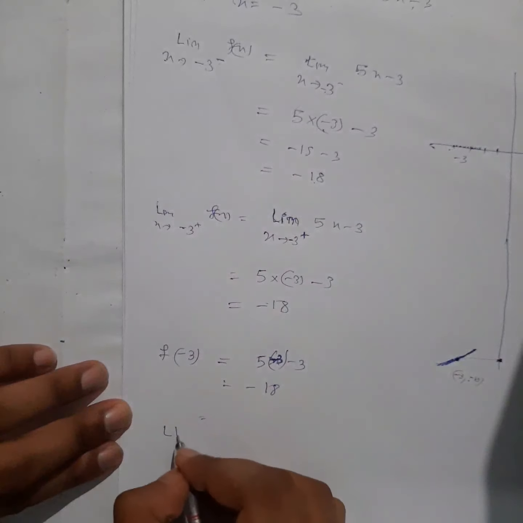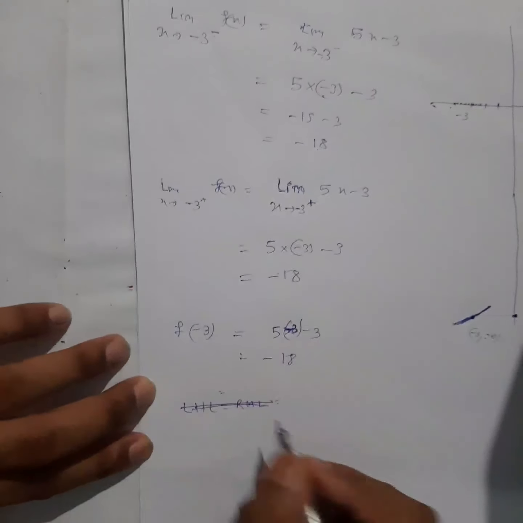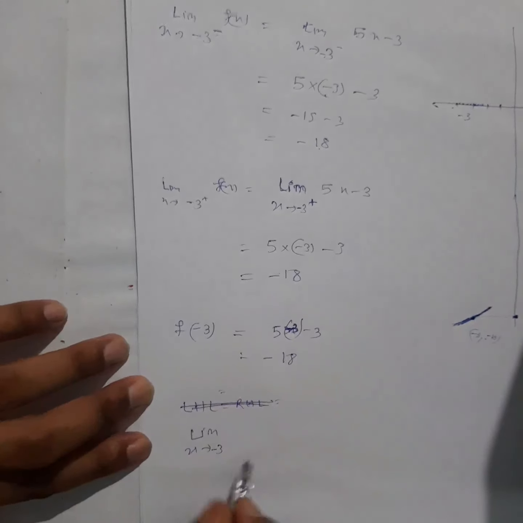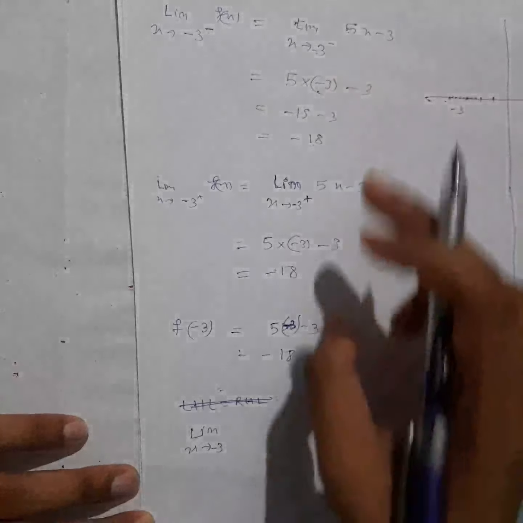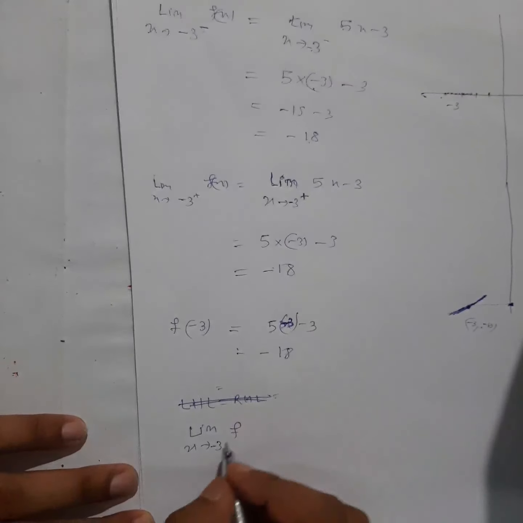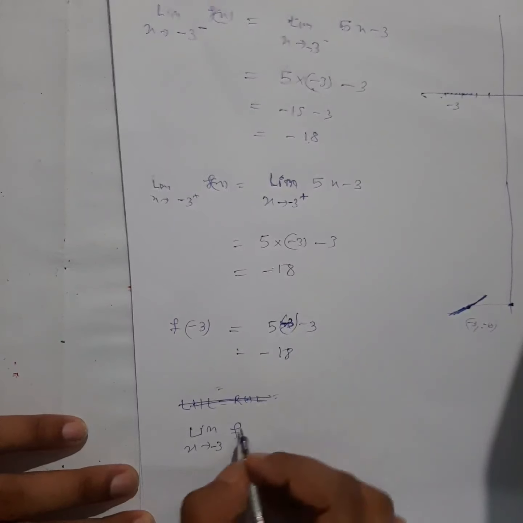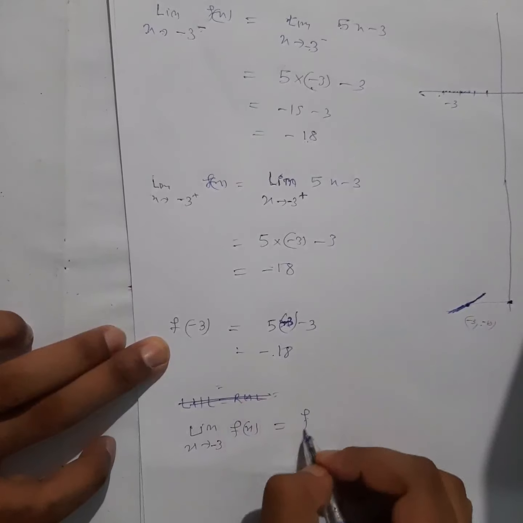So here what I will write: left hand limit is equal to right hand limit is equal to... If you don't write this one, no problem, you can simply write limit x tends to minus 3. This time I'm not writing minus or plus because I have seen that both are same. So whenever both are same, I can simply write minus 3. If I don't write any sign here, you understand that left hand limit and right hand limit are equal. It is equal to how much? This is also equal, right? Minus 18.